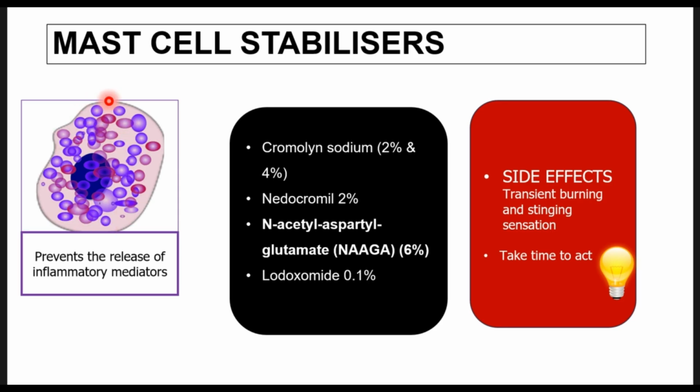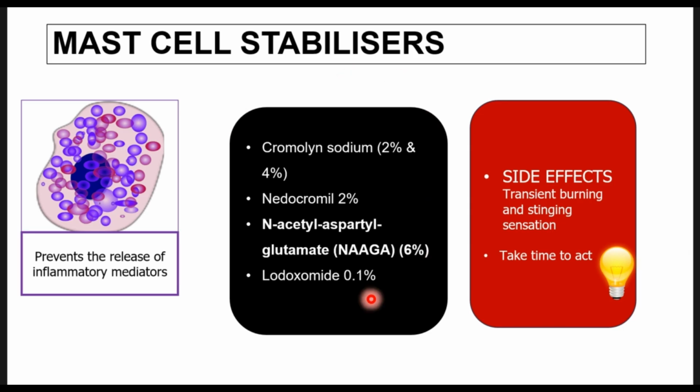Right? So here the mast cell stabilizers are basically going to stabilize the mast cell membranes, and thereby they are going to prevent the release of inflammatory mediators. And because no inflammatory mediators are now released, it will also prevent the influx of several inflammatory cells in that area, including the eosinophils, monocytes, and neutrophils.